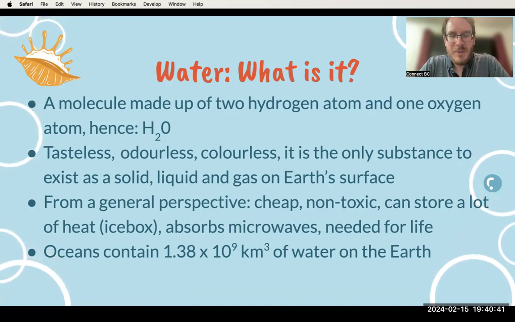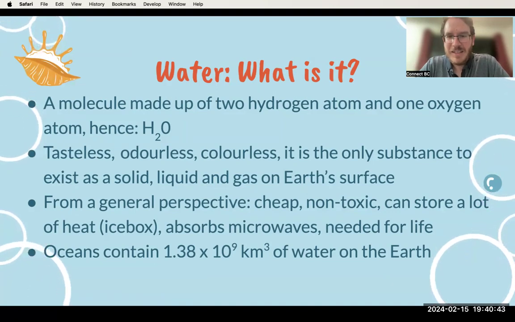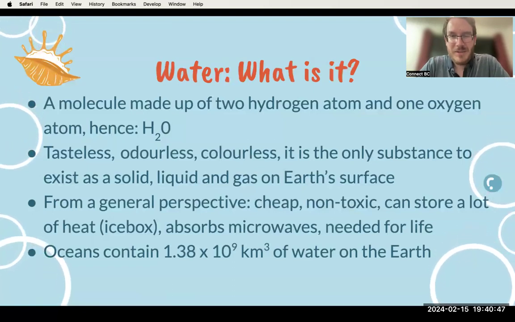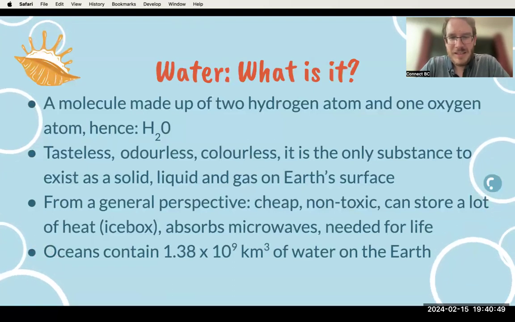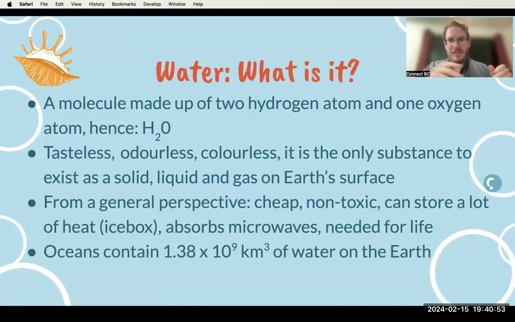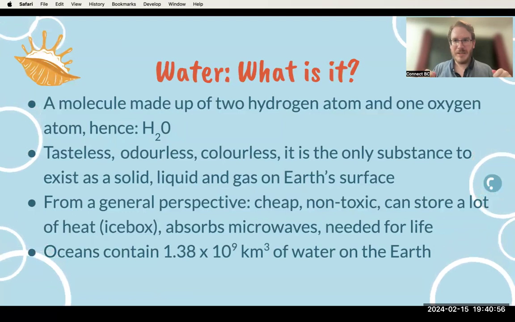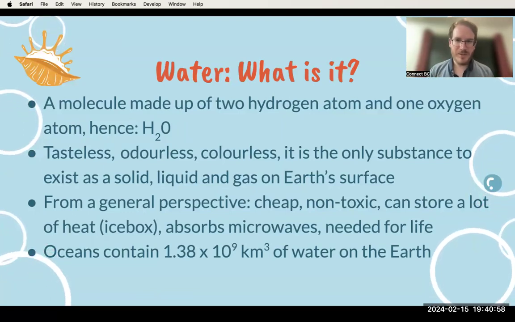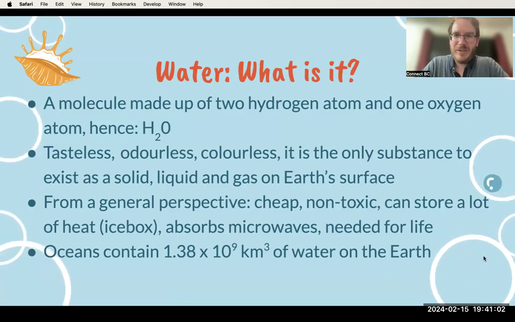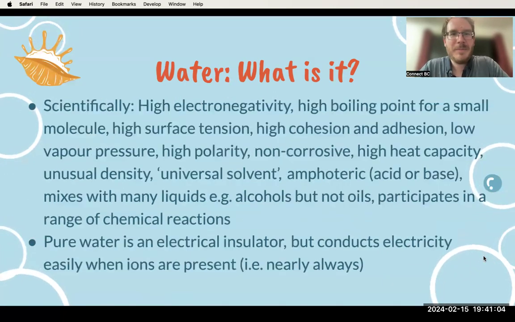Our oceans contain 1.38 times 10 to the 9 kilometers cubed of water. So 10 to the 9 being billions, so 1.38 billion. And that's billions of cubic kilometers. Imagine a kilometer, and then imagine another square, so a square kilometer, and then a kilometer straight up to make a cube. That's a cubic kilometer. 1.38 billion of those, lots and lots of water.